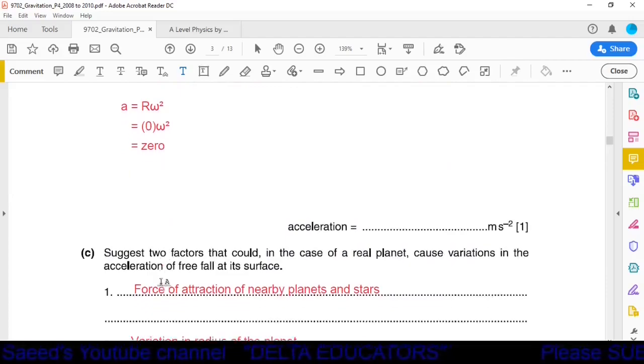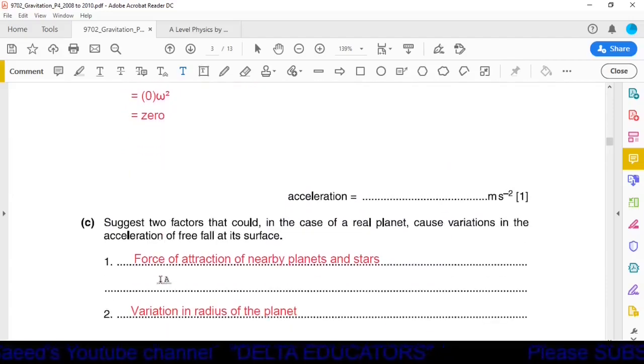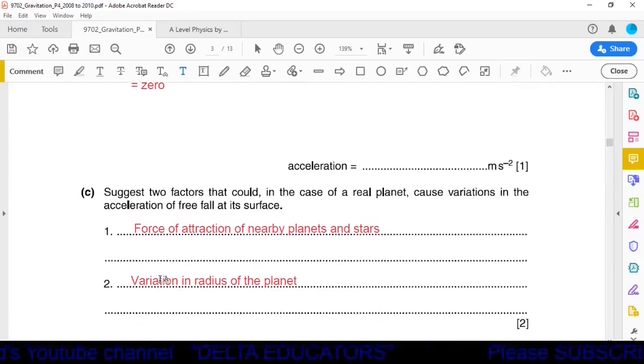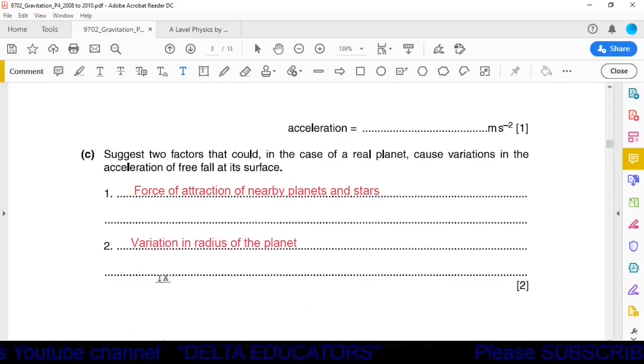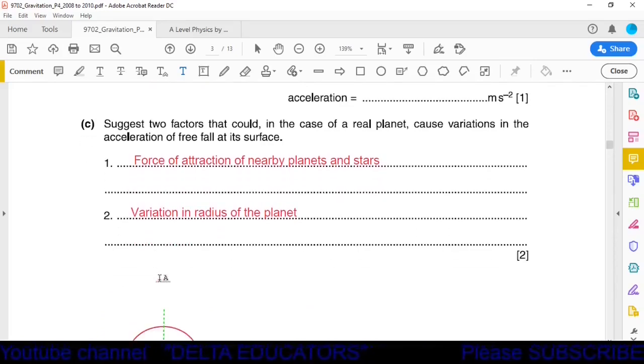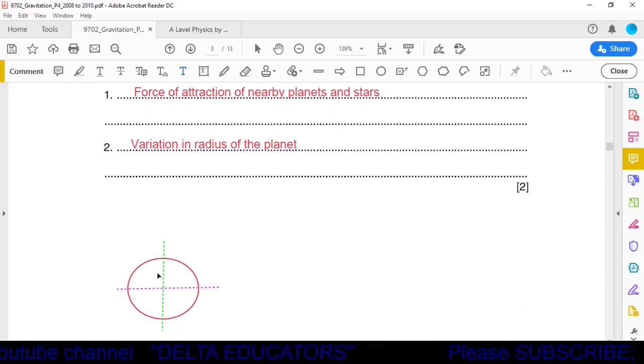Okay, next part. Suggest two factors that could, in the case of a real planet, cause variation in the acceleration of free fall at its surface. Okay, we have to find out the cause of the variation in free fall. Suppose, as an example, we consider our Earth. An object is moving towards the surface of the Earth, or we can say an object is moving freely towards the surface of the Earth.